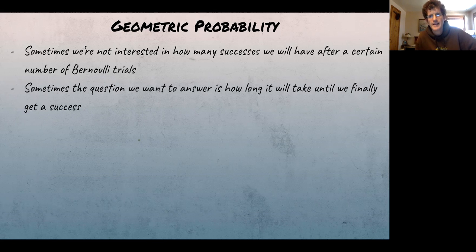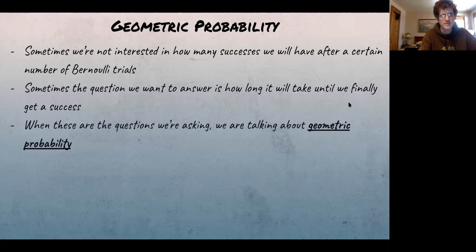Maybe we're not looking at a set number of trials and saying, here's 10 trials, how many successes could we expect? Maybe we're saying, hey, here's this event that has an X% probability of happening. How long is it going to take until we actually see a success? And so the geometric probability helps us answer that.